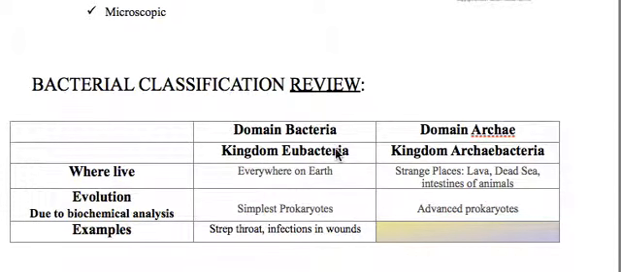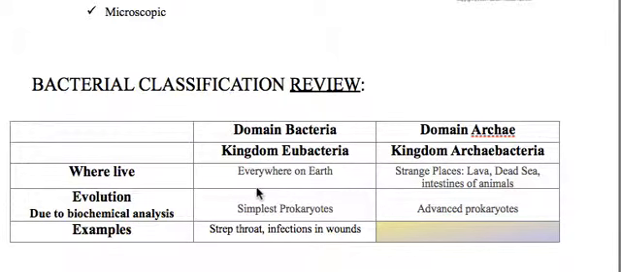And the reason for this is that we know because of DNA analysis that things are organized a little bit differently than what we thought. So we've created another category to help us group them. Now, the domain bacteria, kingdom eubacteria, they live everywhere. They're in your mouth right now. They are on your skin. They are in the soil outside.